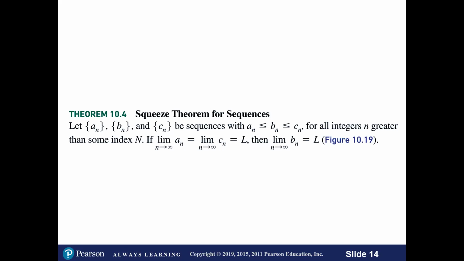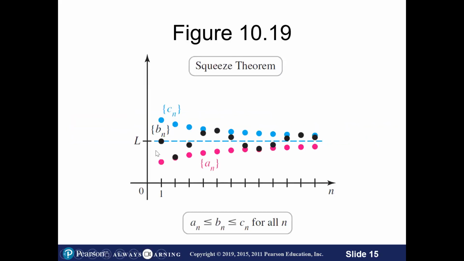Okay, so we can look at an example here to use the squeeze theorem, but this is basically what we're saying. b_n is what I care about, but it's hard to look at that directly.